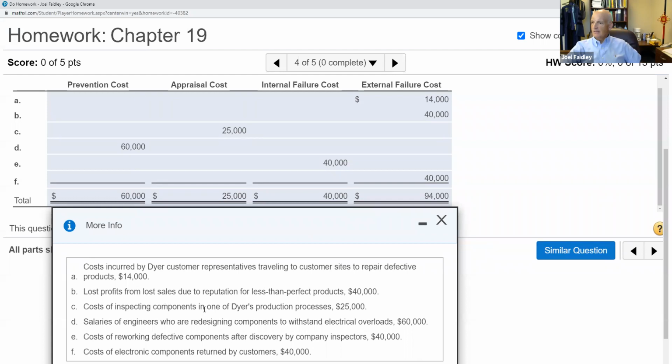Cost of inspecting components. Inspecting, it's appraisal. Redesigning, sounds like prevention, doesn't it? $60,000. Cost of reworking defective. Reworking, that's internal failure. Cost of electronic components returned by customers, that's external. So you can add up all your costs there and see your total cost of quality. Prevention plus appraisal plus internal failure plus external failure.